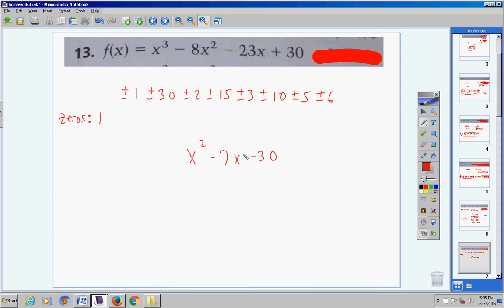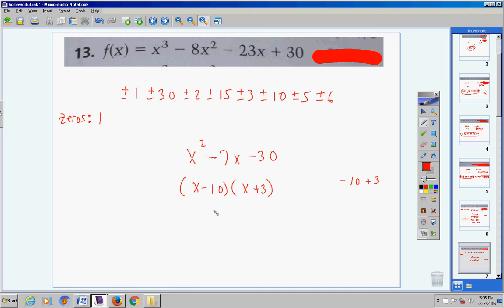I have a trinomial with lead coefficient of 1, so what two numbers when multiplied together give me -30, and when combined or added together give me -7? It's going to be -10, +3. When you multiply those, you get a -30. When you combine those, you get a -7. So the factorization is x -10, x +3.